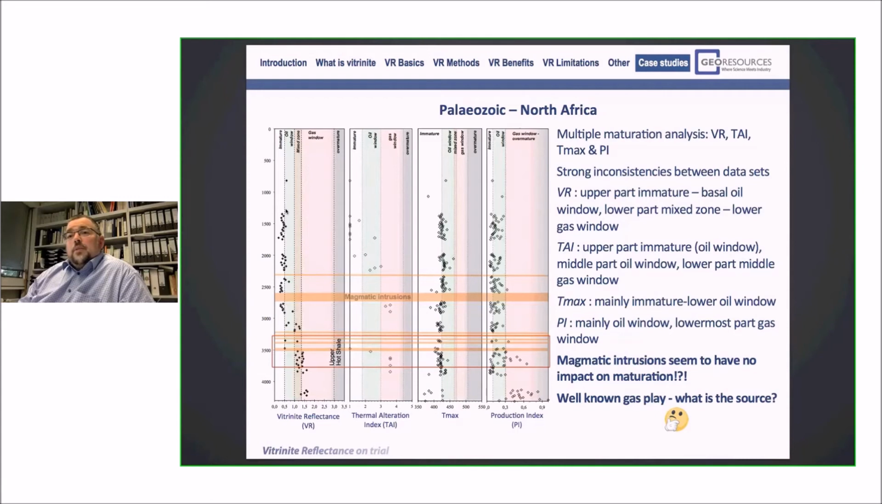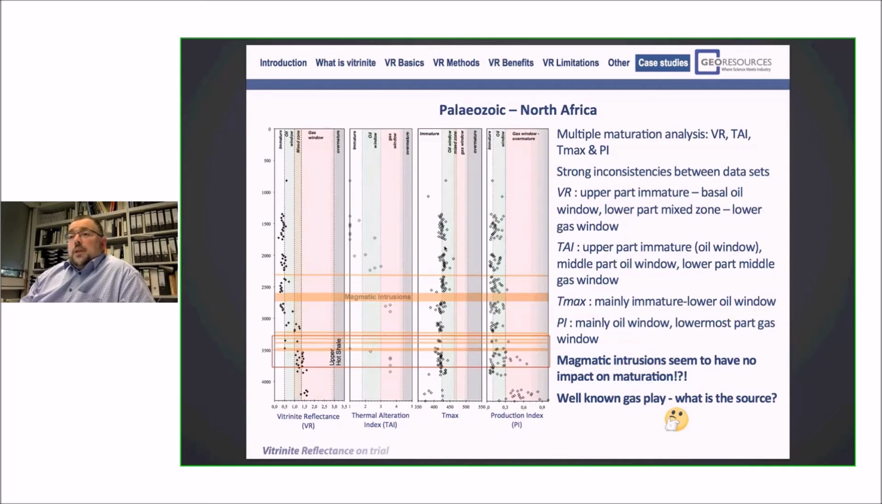In the vitrinite reflectance, we see very low maturation in this upper part, slightly higher maturation in this part here. The TAI shows us pretty high maturation already here in this upper part, going into the upper gas window over here. The Tmax again goes all along in the base of the oil window, and also the production index is very low, except for this lower part here.